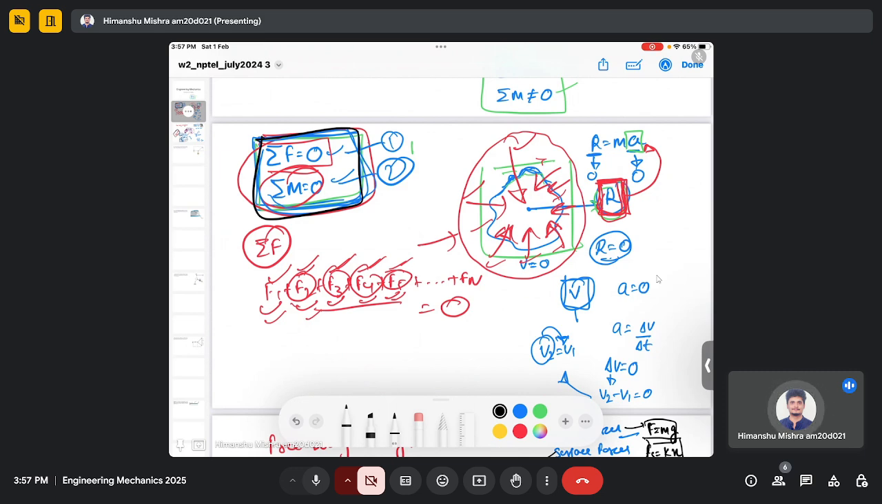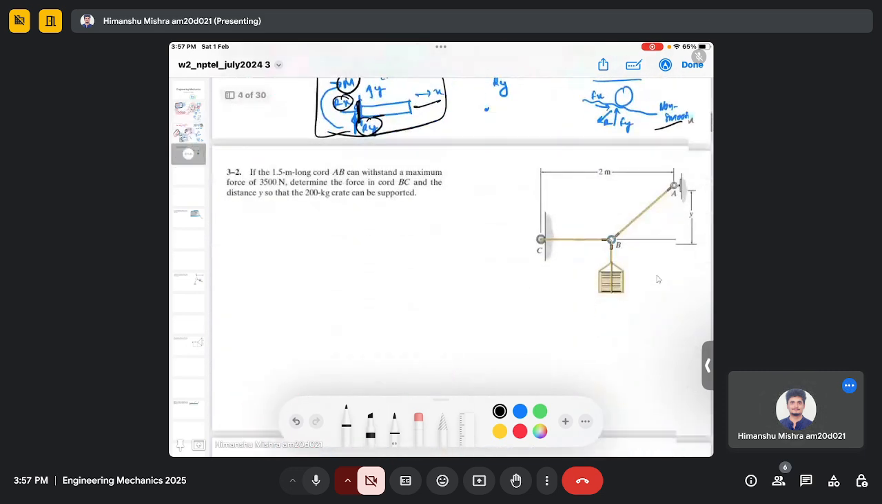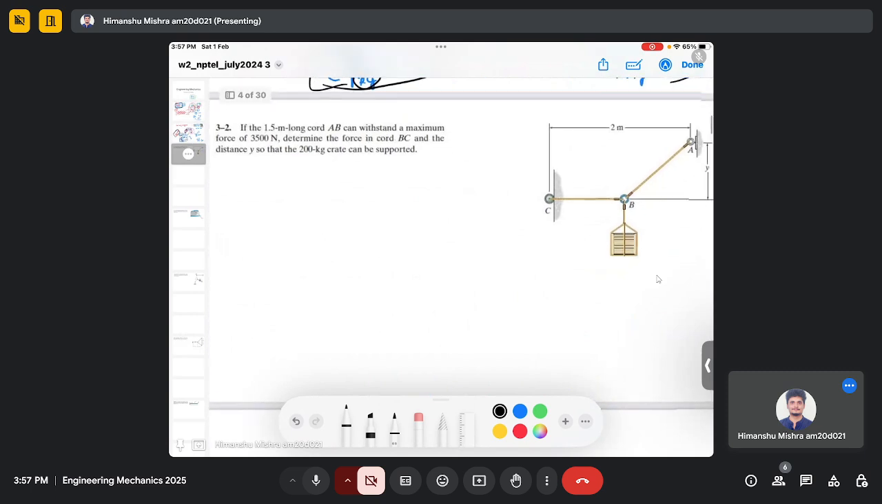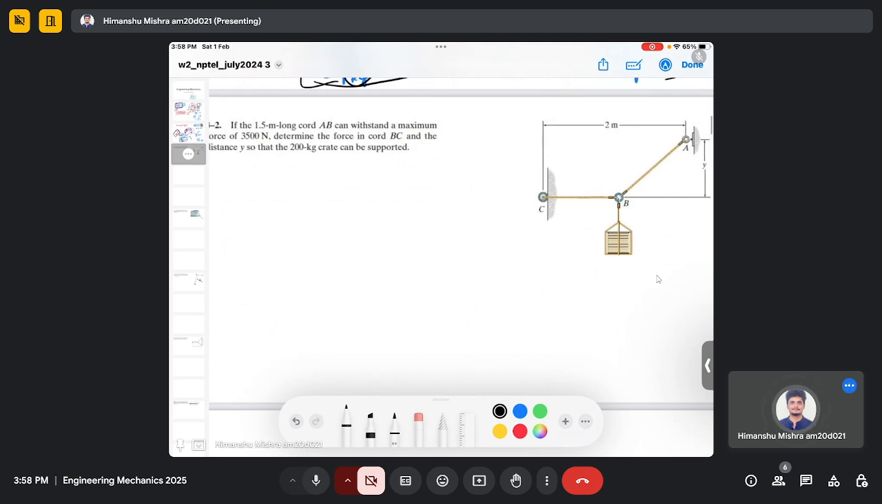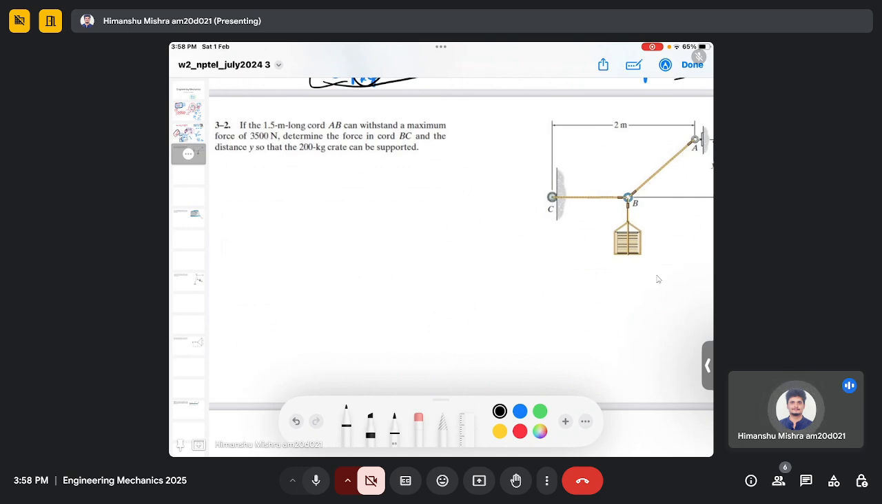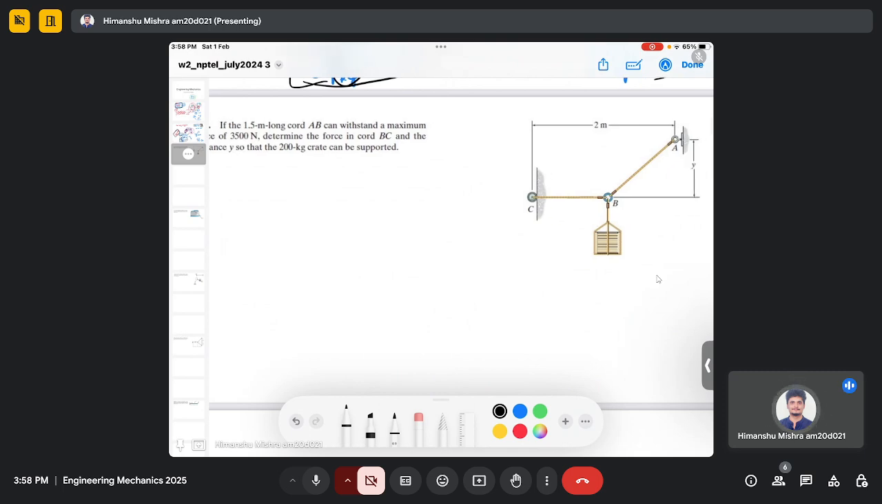So let's solve the first question. Here in the question, if the 1.5 meter long cord AB can withstand a maximum force of 3500 Newton, determine the force in cord BC and the distance y so that the 200 kg crate can be supported.